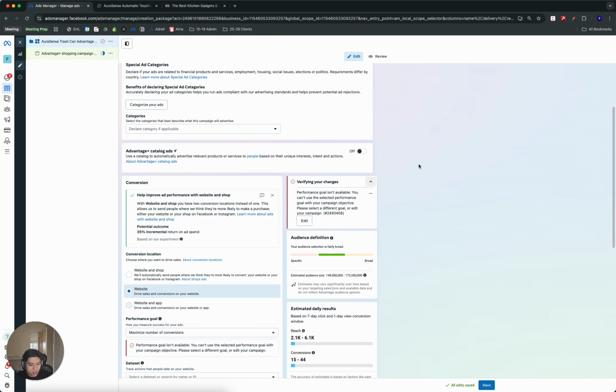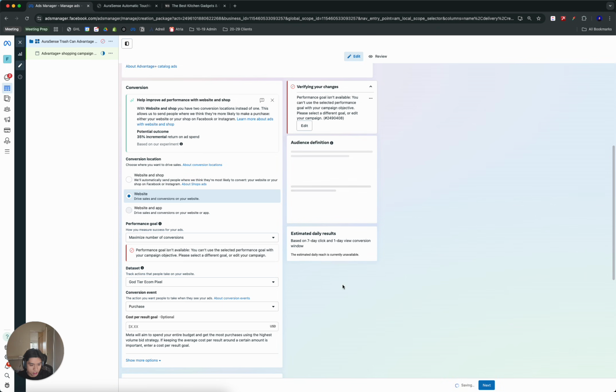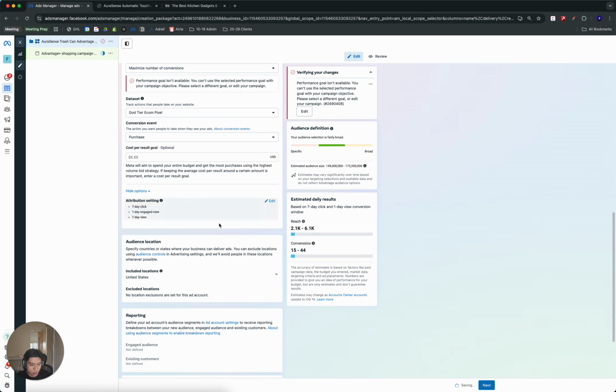Advantage Plus catalog ads, you're going to turn off. Website only. Do not do website and shop. Maximize number of conversions for the pixel. Select your pixel here. Then the cost cap, which we'll get into in a second.